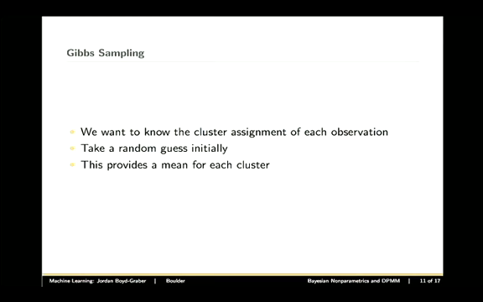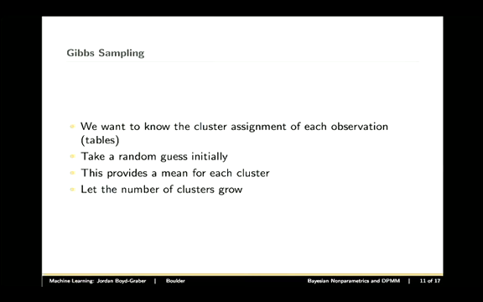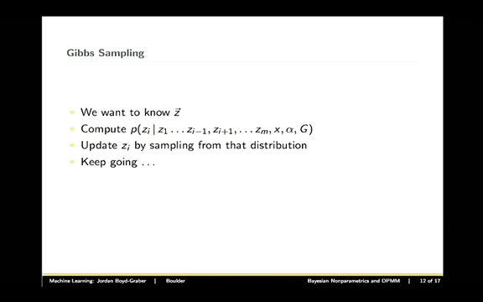This provides a mean for each cluster. So then we're going to let the number of clusters grow or shrink as needed. And the cluster assignments will correspond to tables, and we'll use the Chinese restaurant process to incrementally change all of our assignments, and then we'll just update that observation by observation. And this is called Gibbs sampling.